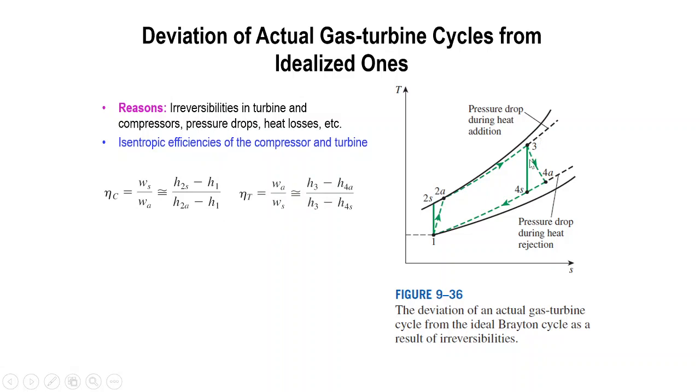For the turbine, be aware that the actual is at the top, because the turbine produces much less than the isentropic, idealized one. Normally the turbine will produce less power output compared to the idealized one, so the actual will be shorter compared to the isentropic one.